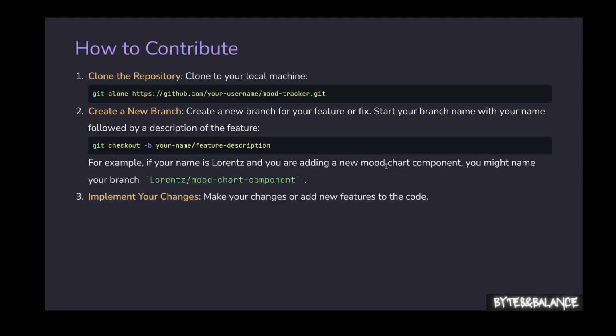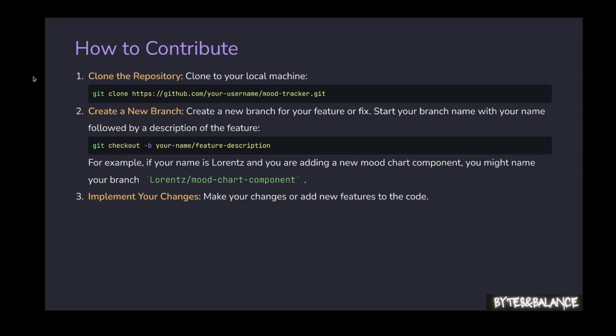Then you go ahead and create a new branch and always name it with your name and a description, always be descriptive. For example, if your name is Lawrence, and if the component that you're working on is the mood chart component, then put that in the branch name. Make your changes, and then we go through the GitHub workflow.